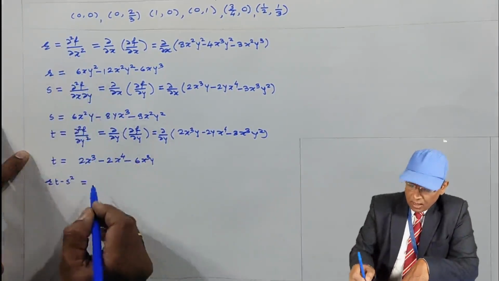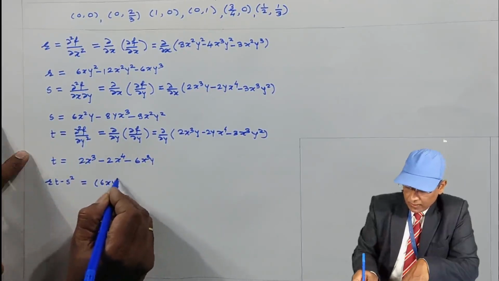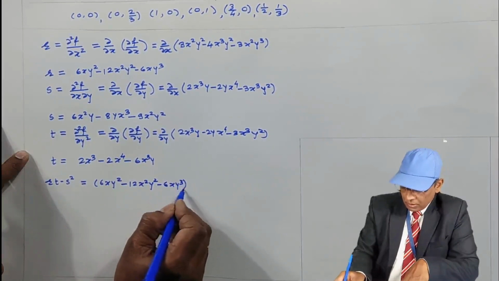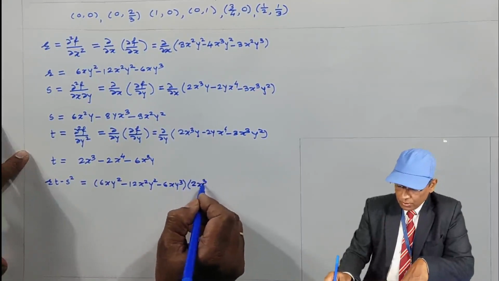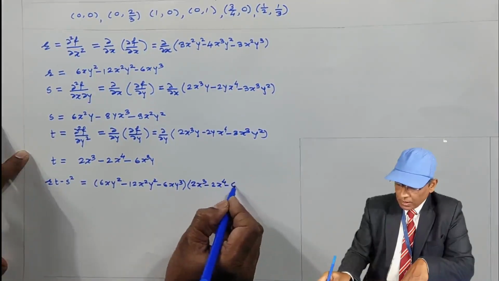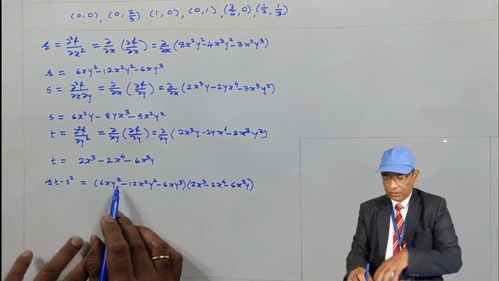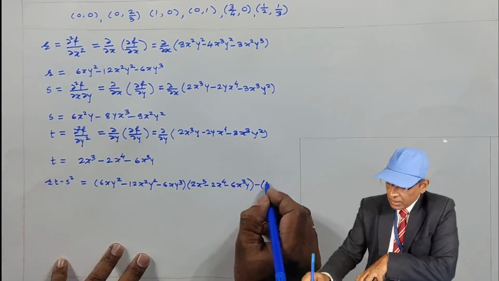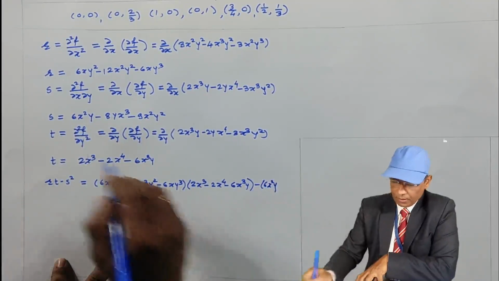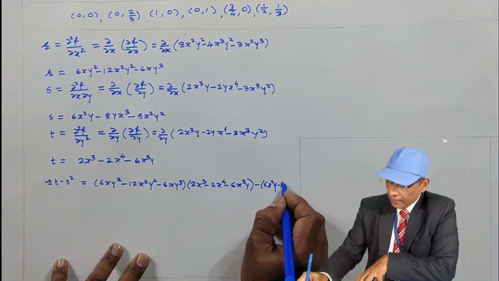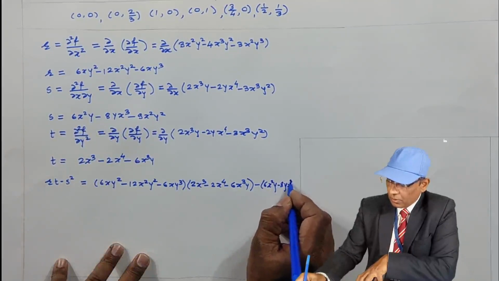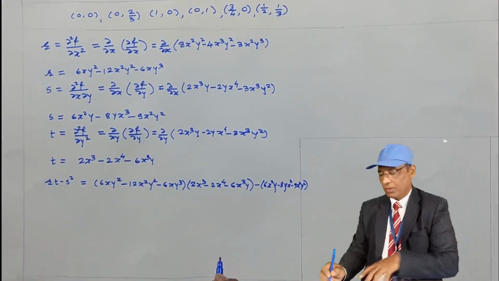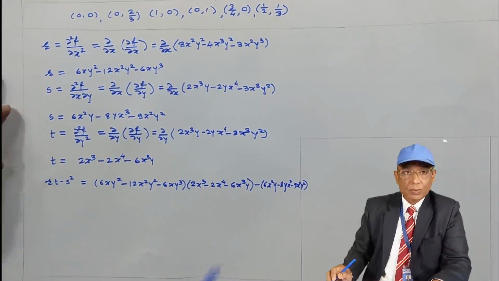rt minus s square, what is r? r is 6x y square minus 12x square y square minus 6x y cube. This is r. t is what? 2x cube minus 2x to the power 4 minus 6x cube y. This is t. Minus s square. s is what? s is this: 6x square y minus 8y x cube minus 9x square y square. Last is x square y square. Okay, this is rt minus s square in general.